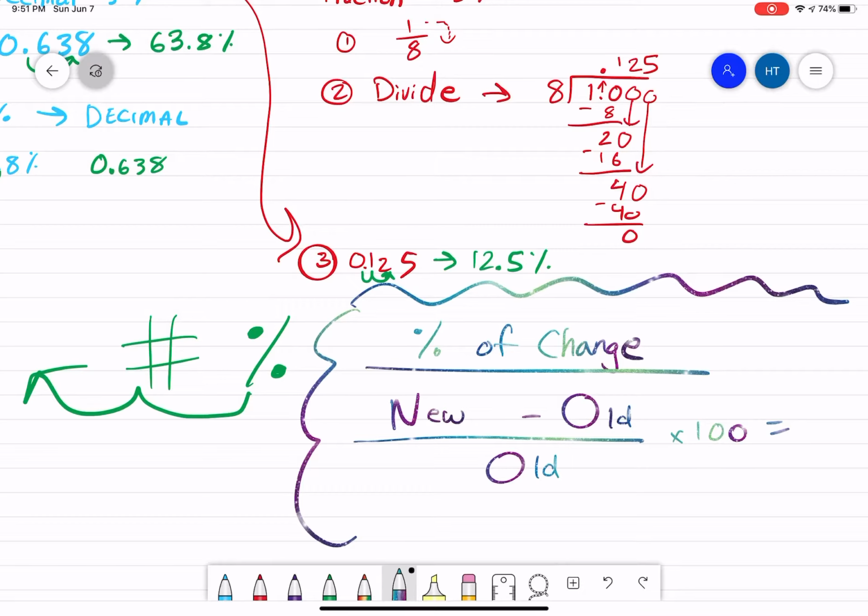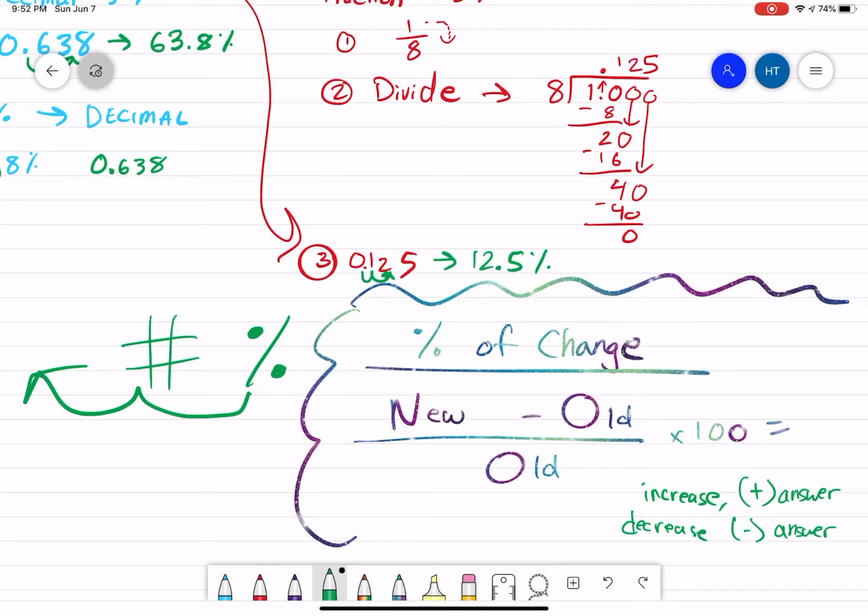So let's also write this side note. If it's an increase, you'll get a positive answer. If it is a decrease, you'll get a negative answer. So always ask yourself, percent of change, do we really like change? No. And go from there.